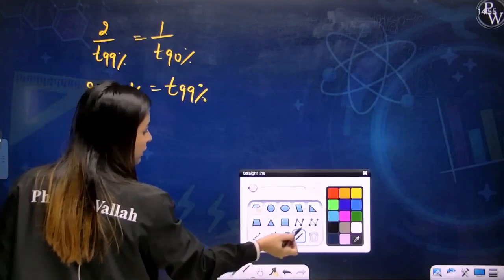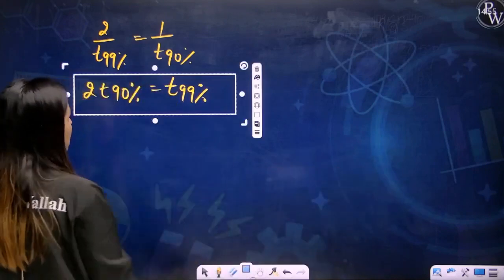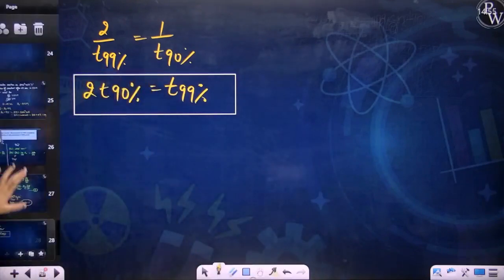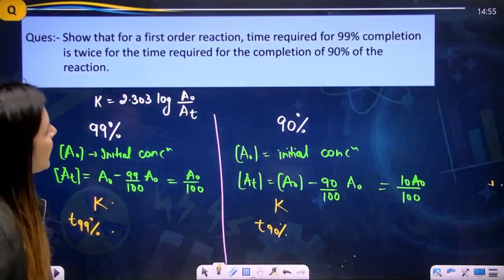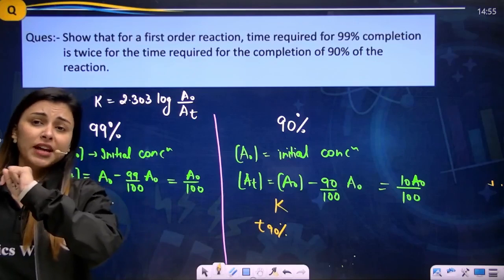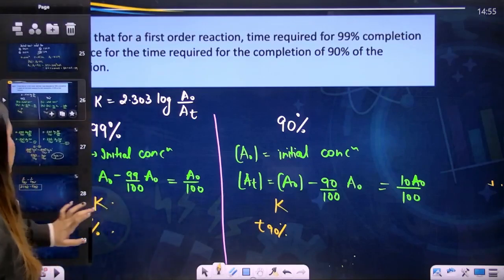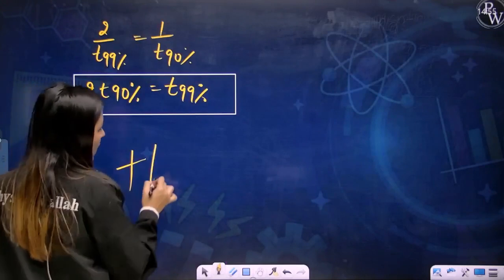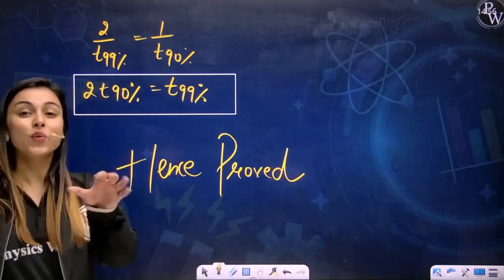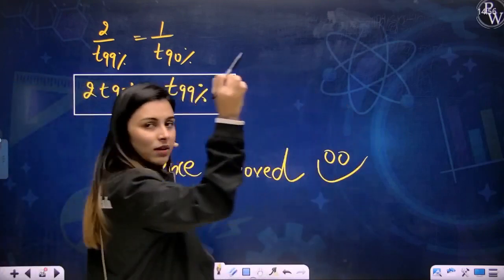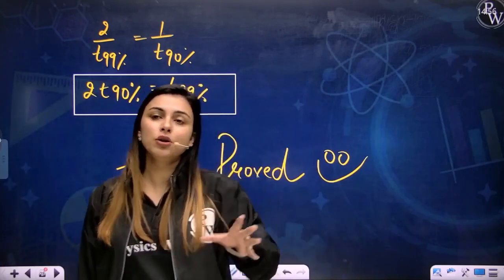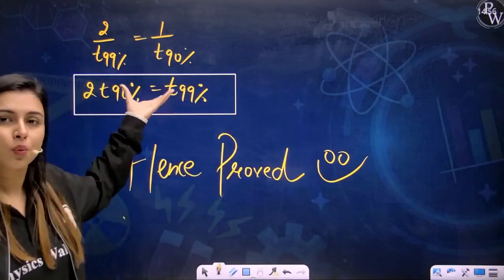So were we supposed to derive this? Let's check that the 99% time is equal to 2 times the 90% time. What were we supposed to calculate? You were supposed to show that the time required for 99% completion is twice the time required for 90%, and we did derive that. So I write like I used to write in my exam whenever I proved something: hence proved. I proved that with a big smile, right? If you are using the concepts clearly, you'll definitely be able to prove whatever is asked in your question.